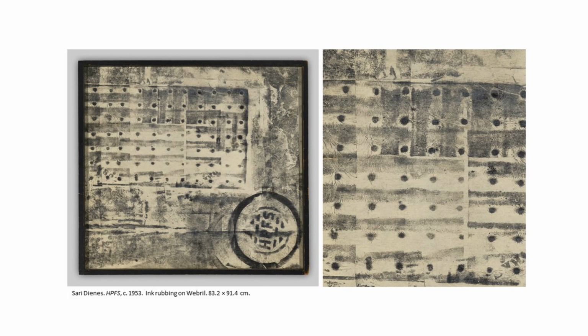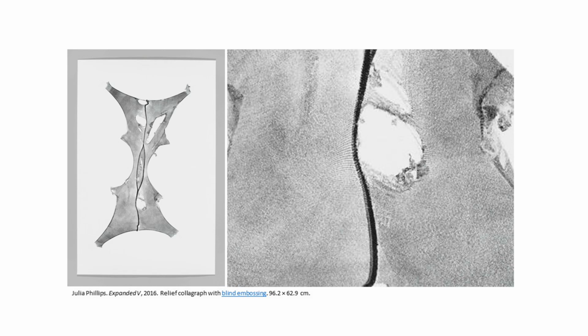out of interesting surfaces. Calligraphy is a printing process in which a textured surface is inked up and pressed against a piece of paper. Julia Phillips's Expanded 5, 2016, is a calligraph with amazing technique. Notice the incredible amount of fine detail.